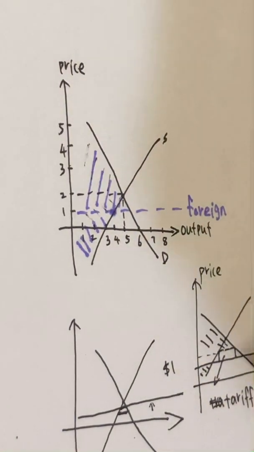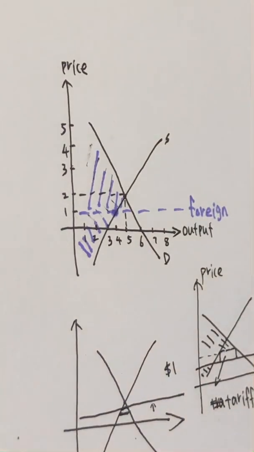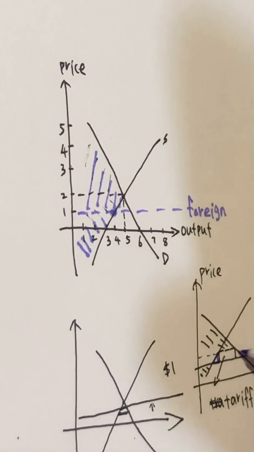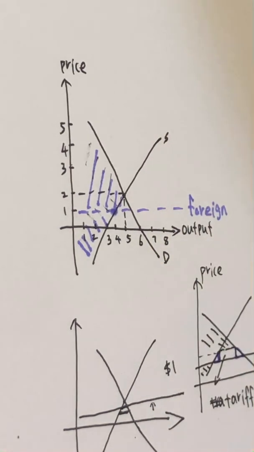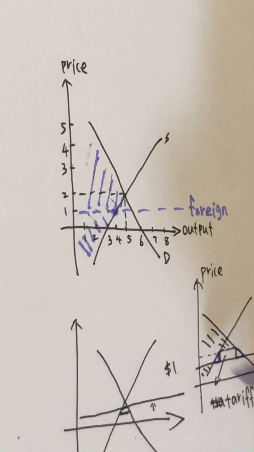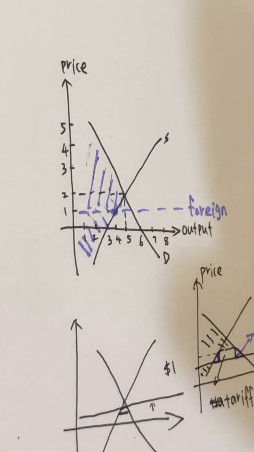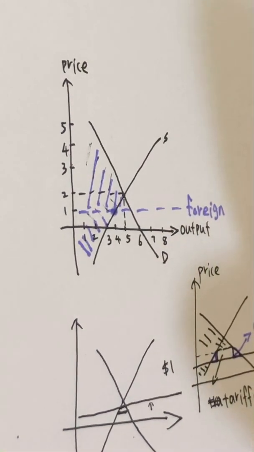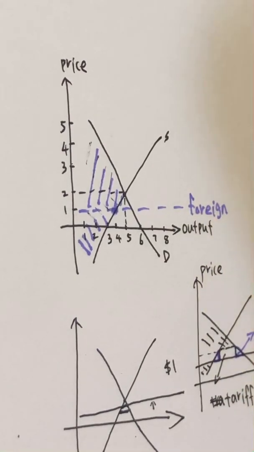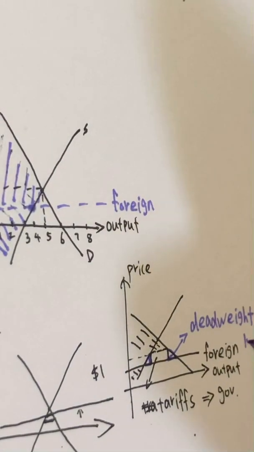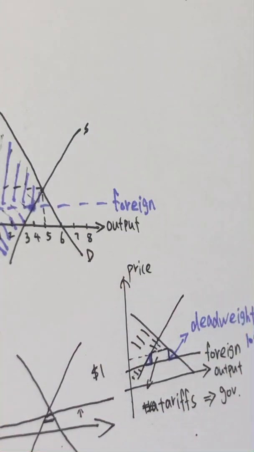So there are some losses from this area, because there are two small triangles that belong neither to the consumer surplus nor to the producer surplus. So this part we call the deadweight loss. Deadweight loss means that this money just disappears, not adding to the consumer surplus, neither to the producer surplus.